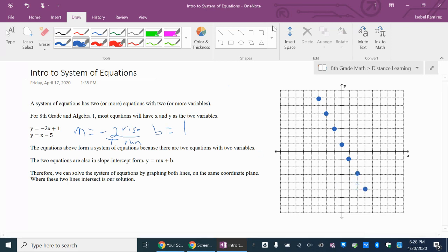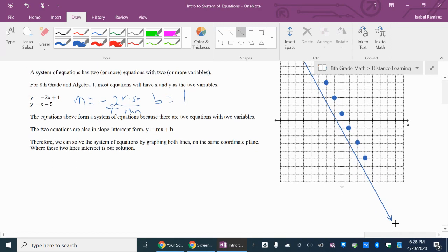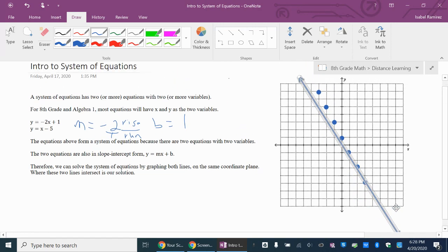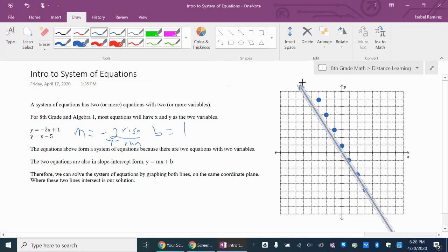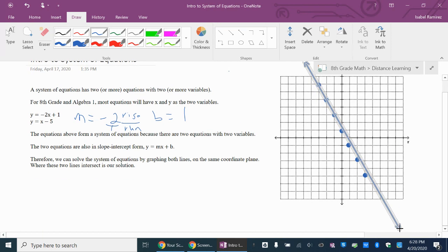I'm going to go ahead and now get a line and connect those points as best as I can. That did not go perfectly through all the points, so I'm going to go back up and edit that line. Looks like right there. Maybe that's as best as I'm going to get.